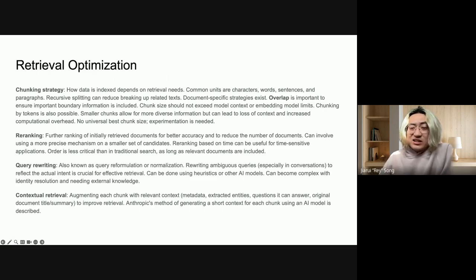So by strategically applying these retrieval optimization techniques, chunking effectively, re-ranking intelligently, rewriting queries thoughtfully, and enriching our context, we can significantly enhance the performance and reliability of our RAG applications. Remember, experimentation and evaluation are key to determine the best strategies for our specific needs.